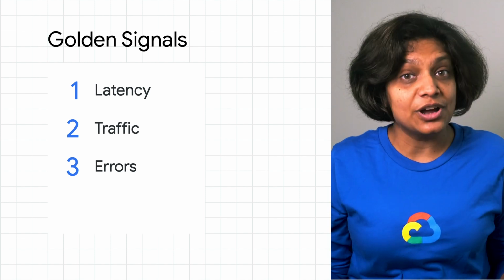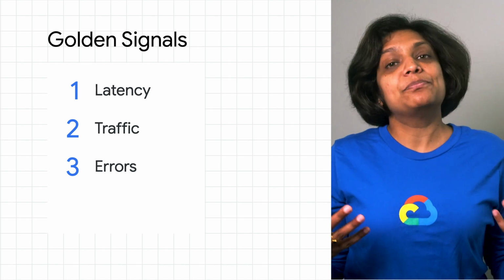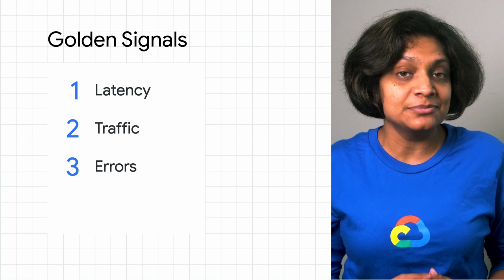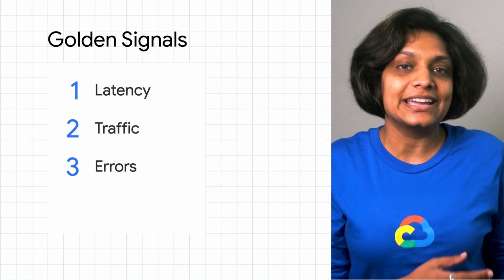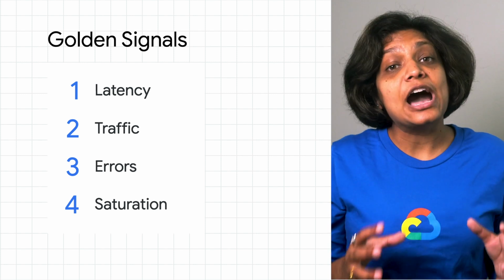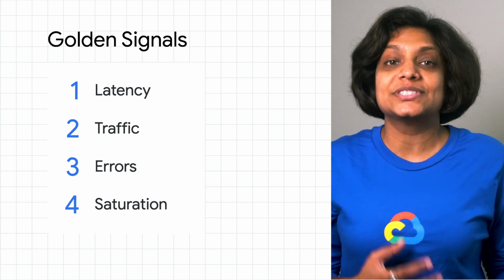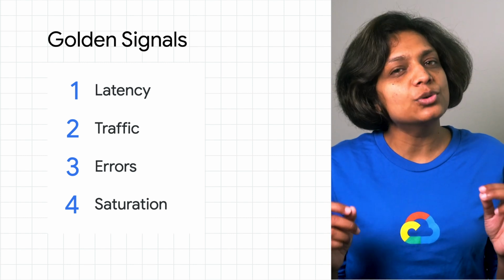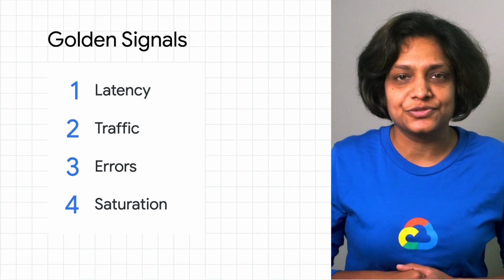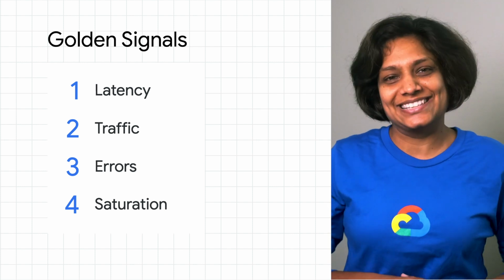Third is errors, which are the rate of requests that fail, either explicitly, for example, HTTP 500s, implicitly, for example, HTTP 200 success responses but coupled with the wrong content, or by policy, for example, if you committed to 1 second response times, any request over 1 second is an error. And fourth, saturation, which is how full your service is, a measure of your system fraction emphasizing the resources that are most constrained.